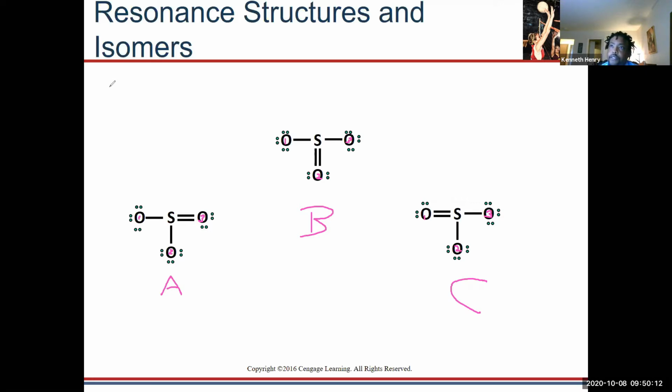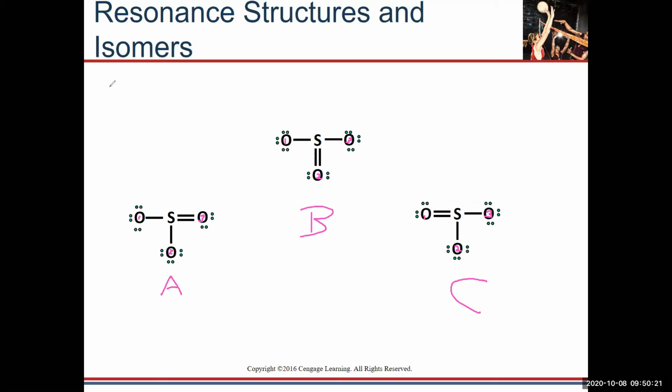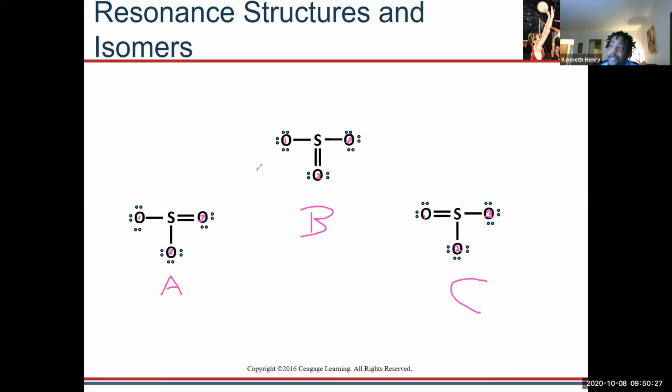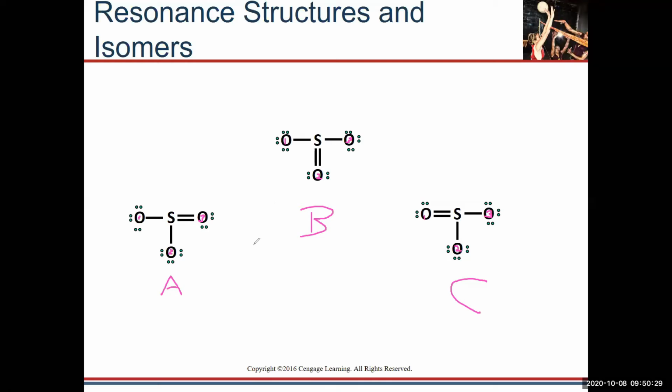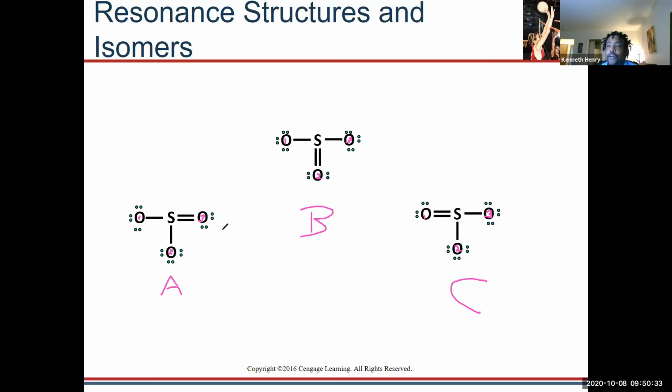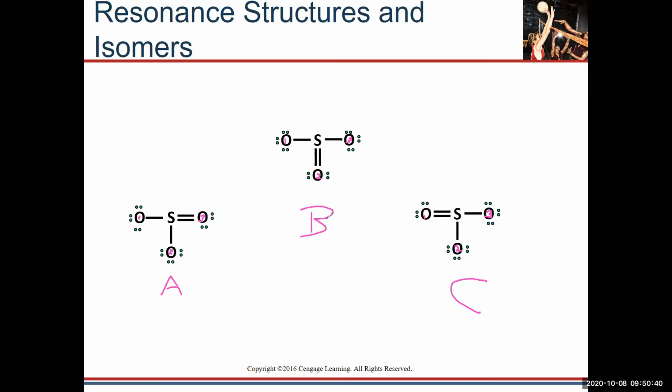I guess she left. Let's see, Osman, can you tell me the difference between the A structure and the B structure? The oxygen has a double bond with the S. But don't they all have double bonds with the S? Well, it just changed, it depends where it's at. Oh, okay. So in A, it's on the 3rd oxygen, and in B, it's on the 2nd oxygen. Is that what you're saying? Yeah. Okay.